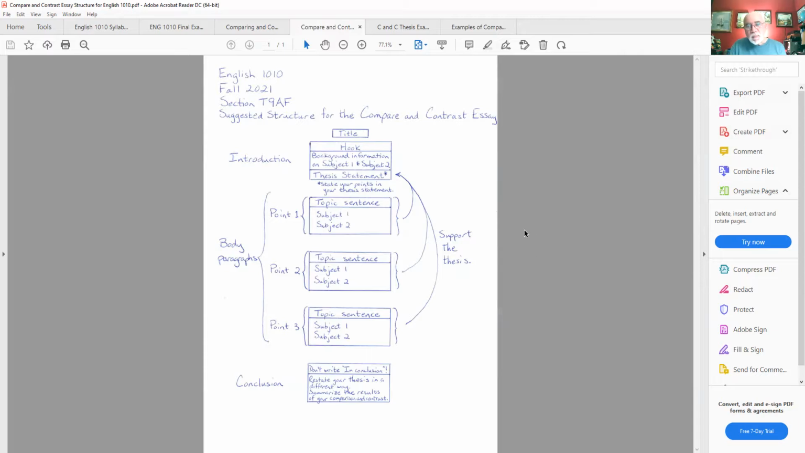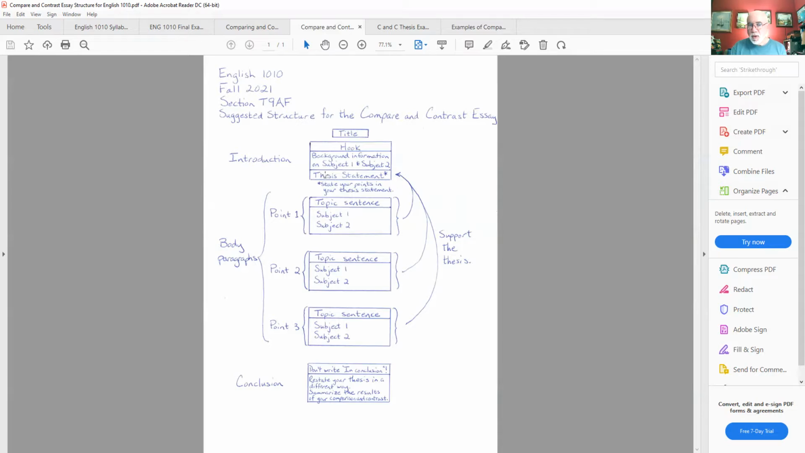So I suggest you do a 5-paragraph essay, as we've been doing all semester, and you're going to do a point-by-point structure, as I have here in this diagram. We've discussed this a few times. You have the two subjects. You have 3 points of comparison or contrast for each subject.